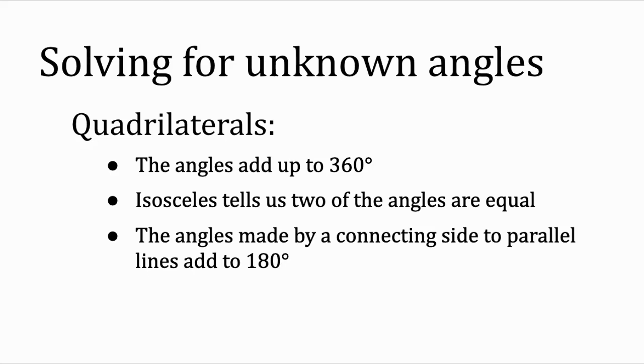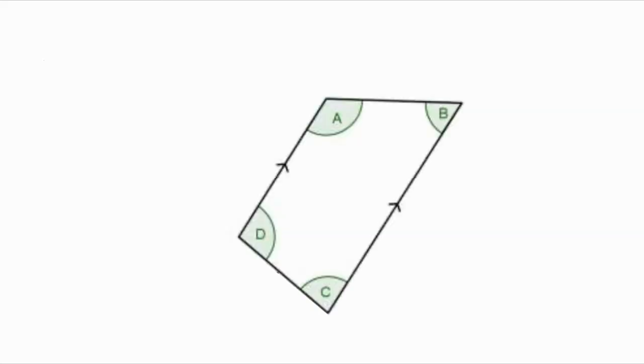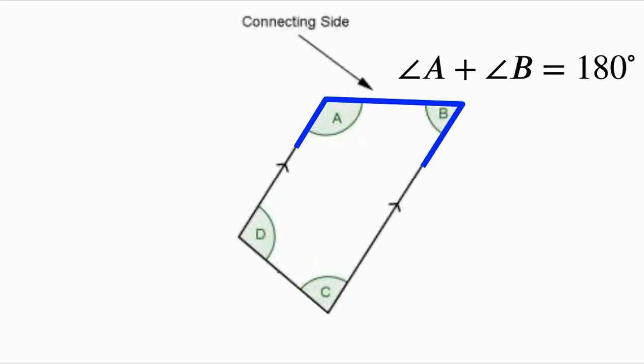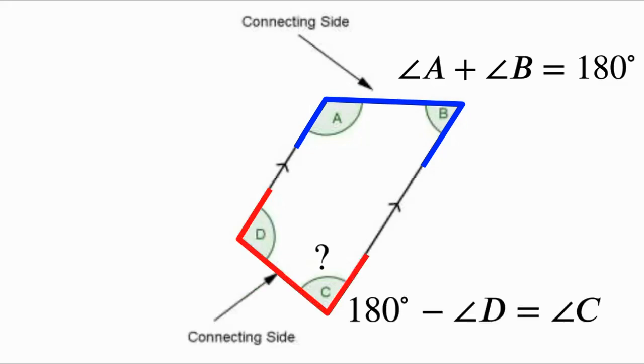Quadrilaterals with parallel sides also have a unique property when it comes to their angles. When a quadrilateral has a pair of parallel sides, the angles made by a connecting side add to 180 degrees. So if we're missing an angle in a parallelogram or trapezoid, and we've got the other angle with its connecting side, we can subtract from 180 to determine the unknown angle.